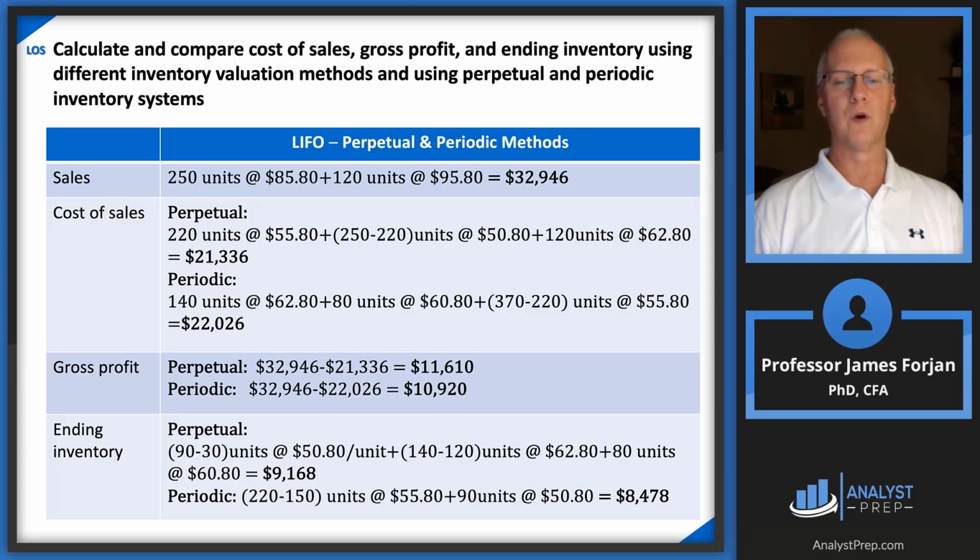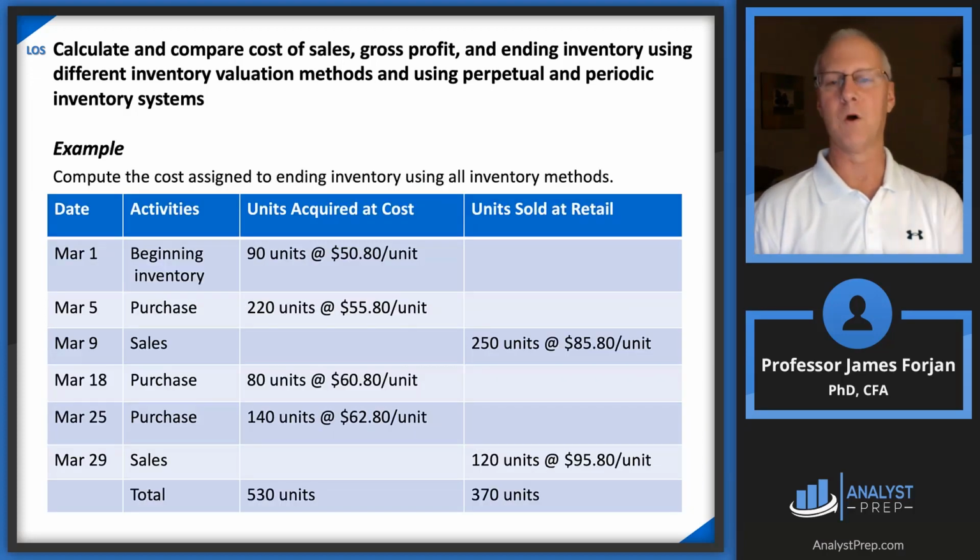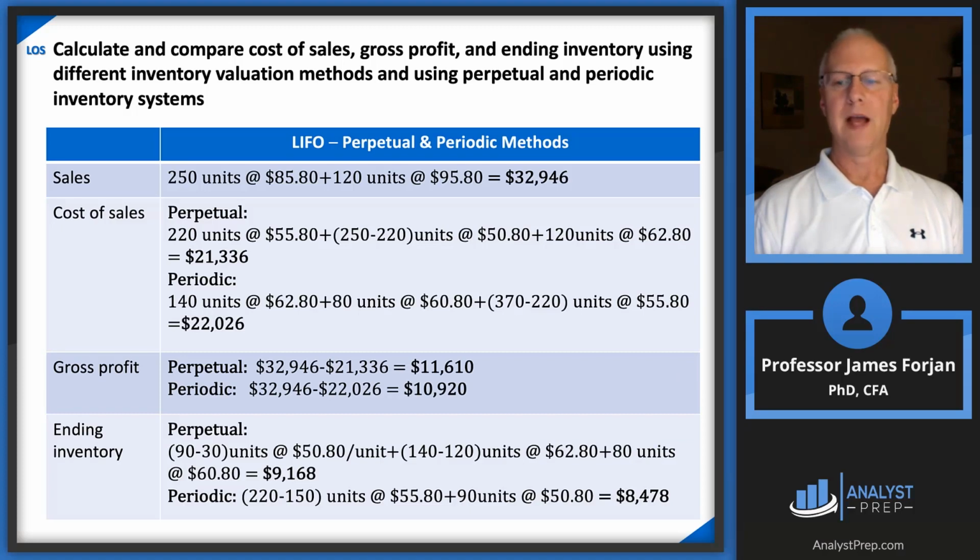Under the perpetual ending inventory system, we've got to take those 80 units at the $60.80, add the 20 that are there from the $62.80, and then add the 60 that are there from all the way back at the very beginning at $50.80, right? All the way back there. So that gets us $9,168 of ending inventory.